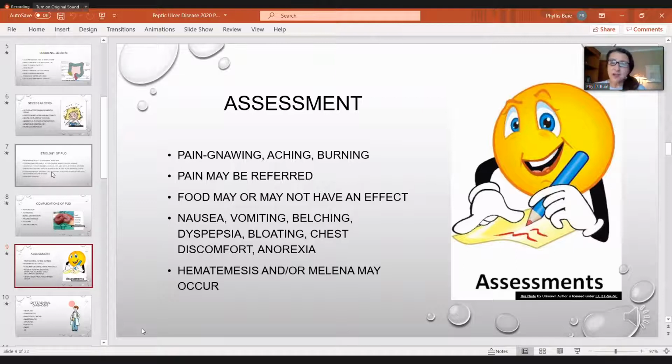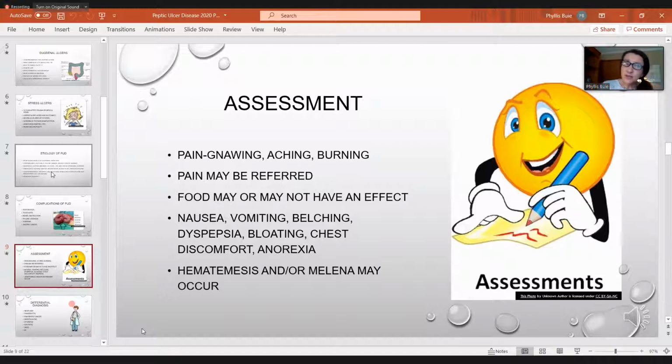Food may or may not affect the ulcer. It just depends on the person. Some people will report a burning sensation, while others say that they feel like there is a gnawing sensation in their stomach. They may complain of some chest discomfort.